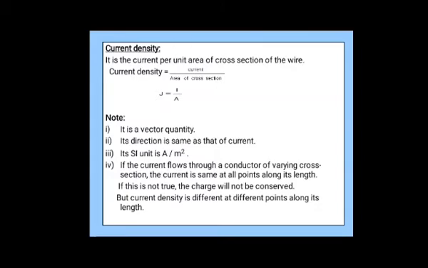Why are we saying current is same at all the points along its length? Because we know one of the properties of charge, that is charge is conserved. If this statement is not true, definitely charge will not be conserved. That's why even though conductor has varying cross section, current is same at all points along its length. But current density is I by A. If area differs, definitely current density differs. So current density is different at different points along its length.